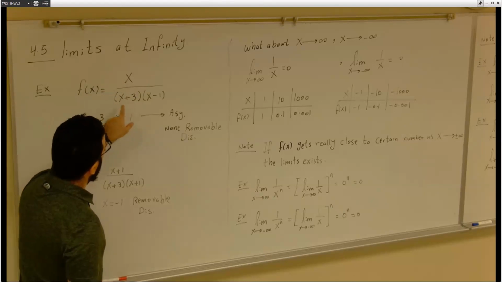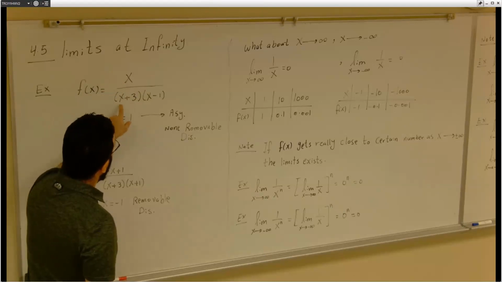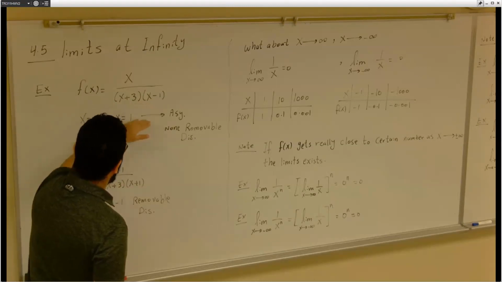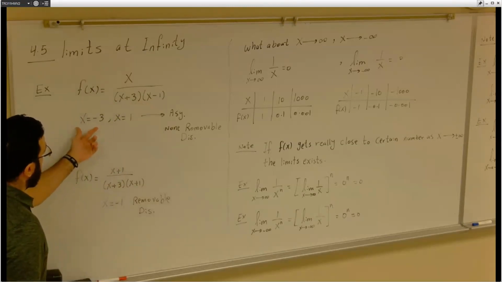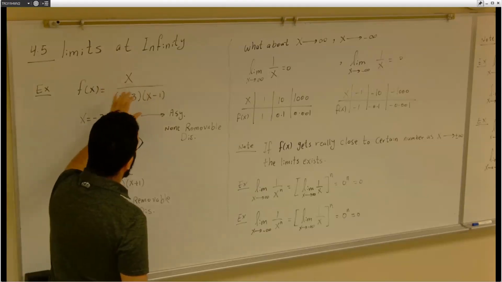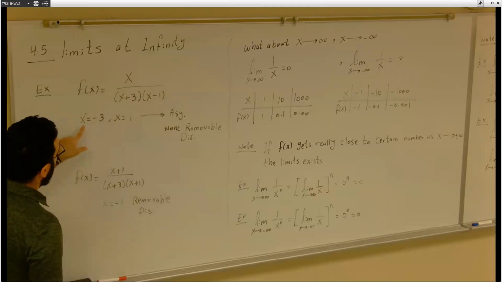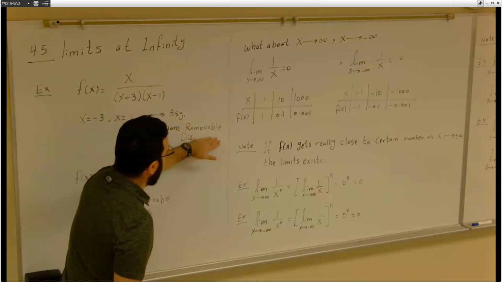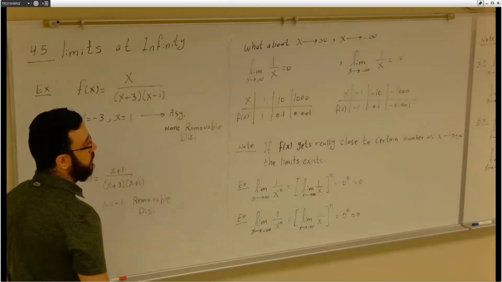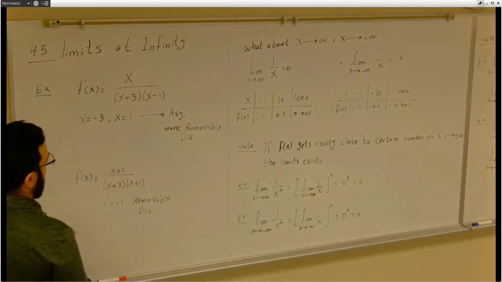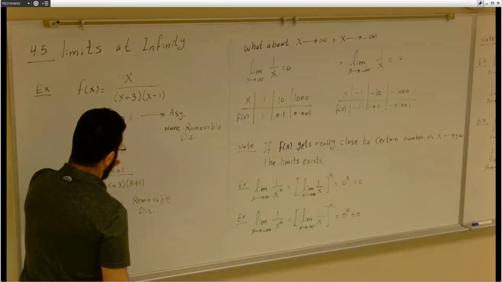f of x equals x over (x plus 3)(x minus 1). x plus 3 and x minus 1 give the asymptotes, x equals negative 3 and x equals 1. We take the denominator equal to 0 and solve it, and we get x equals negative 3 and x equals 1. These are two asymptotes and non-removable discontinuities, because you can't remove an asymptote, and the function is going to be discontinuous.